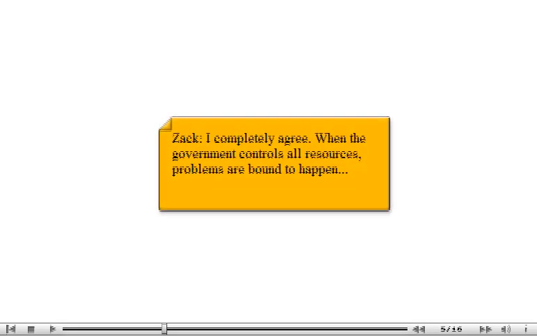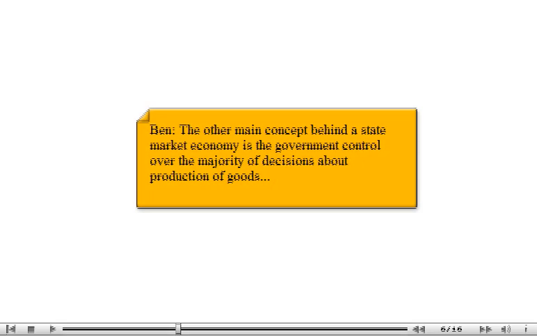I completely agree. When the government controls all resources, problems are bound to happen. But when private firms control their own supply of resources, they can provide themselves with what they need. Also, in a state market economy, the government controls what is made, how much of it is made, and how it is distributed. For example, the government decides to manufacture a certain number of shoes, which ends up being too few, and there are shortages. So, if you need shoes and the last distribution was already made, you're out of luck.